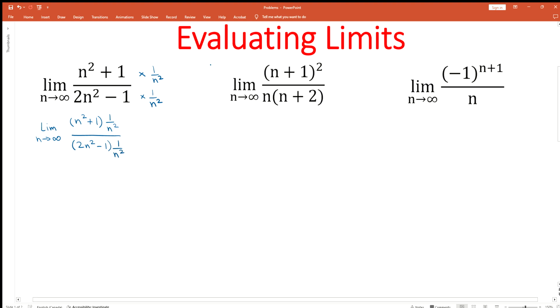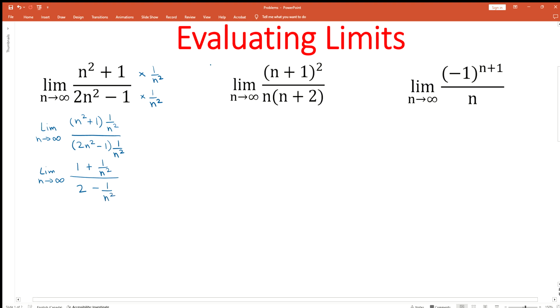Next, we should distribute 1 over n squared into the parentheses in the numerator and denominator. In the numerator, n squared times 1 over n squared is equal to 1, and 1 times 1 over n squared is equal to 1 over n squared. In the denominator, 2n squared times 1 over n squared is equal to 2, and negative 1 times 1 over n squared is equal to 1 over n squared.